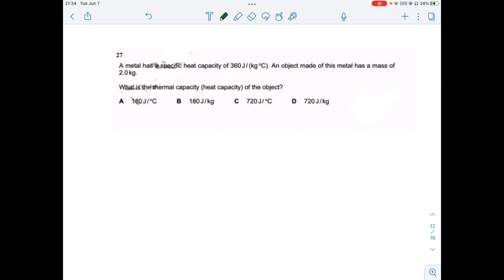A metal has a specific heat capacity, small c, of 360 joules per kg degree Celsius. An object is made of this metal and has a mass of 2 kgs. What is the thermal capacity, capital C? So we know that C equals mc. So m is nothing but 2 kgs, and specific heat capacity is 360 joules per kg Celsius.